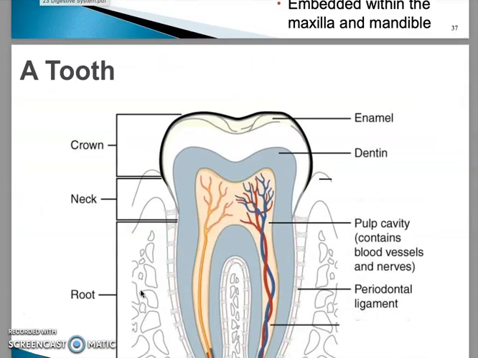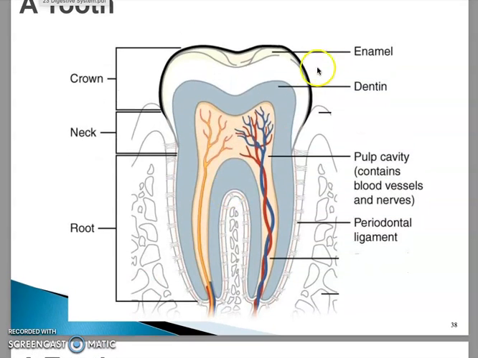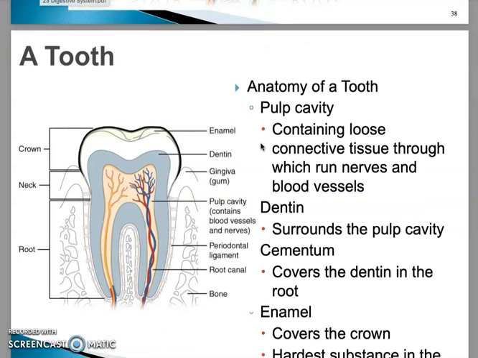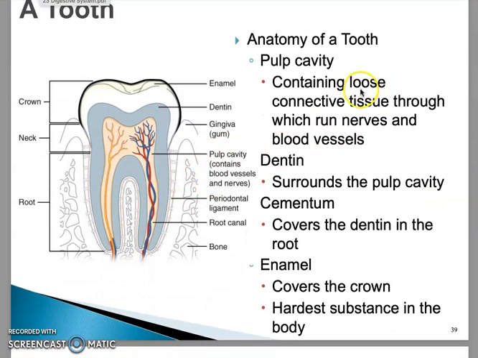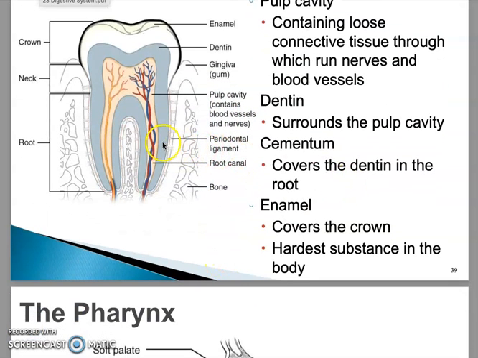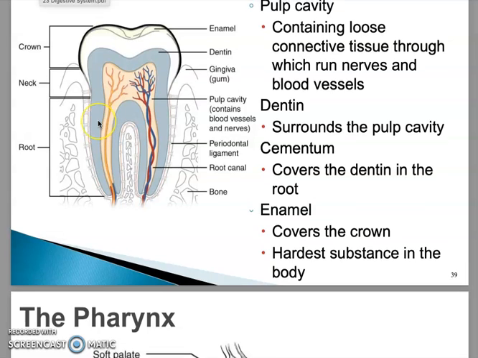Continuing forward, we have more parts here. The gingival sulcus would be right here. It's not labeled in this picture, but it would be in this area between the neck and the gingivae. The pulp cavity has loose connective tissue where a lot of nerves and blood vessels run through it. Again, it's highly innervated and highly vascular, with a good rich blood supply and lots of nerve fibers. The dentin surrounds the pulp cavity. Cementum covers the dentin in the root, and the enamel covers the crown.